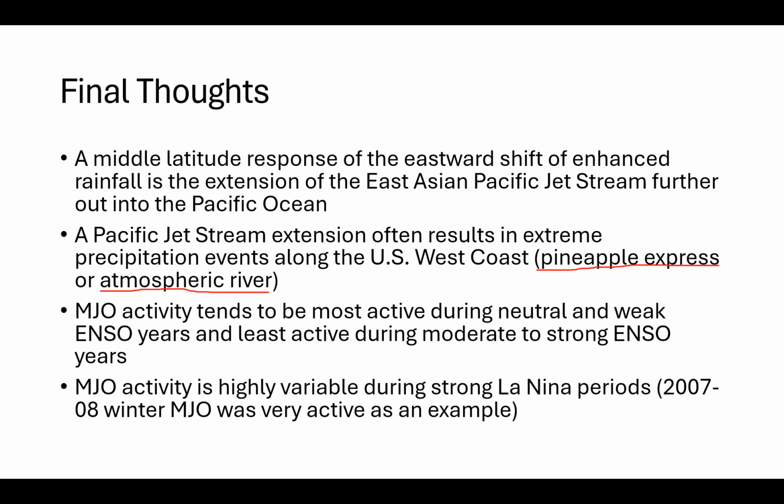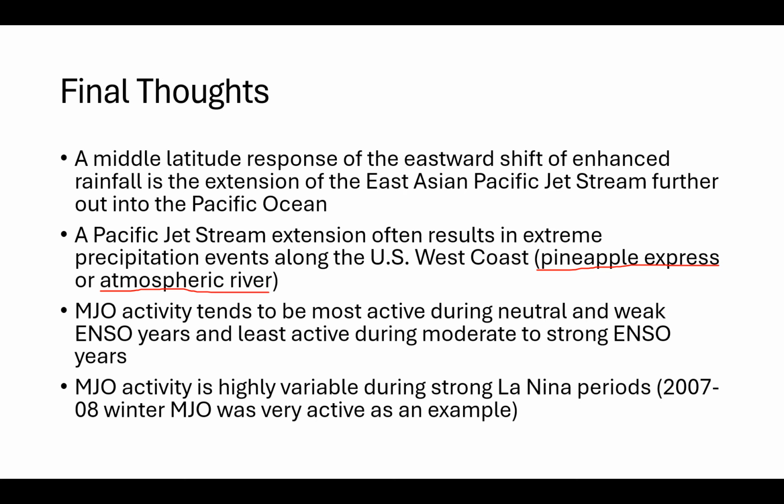MJO activity tends to be most active during neutral and weak ENSO years. So when I say ENSO, I want you to think about El Nino or La Nina. It could be either or. But this is some research that was conducted. The MJO activity tends to be most active or strongest during neutral and weak ENSO years. And we have a weak La Nina that is forecast for the upcoming winter. So this will be something to keep an eye on. MJO activity tends to be least active during moderate to strong El Nino or La Nina years. Okay, so something to watch for the upcoming winter.